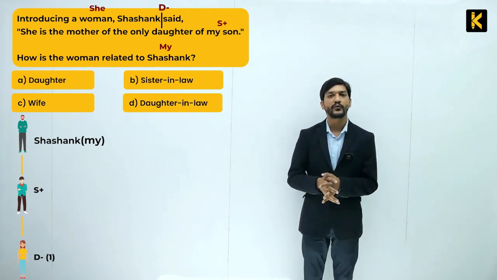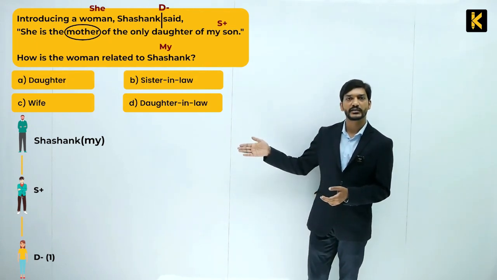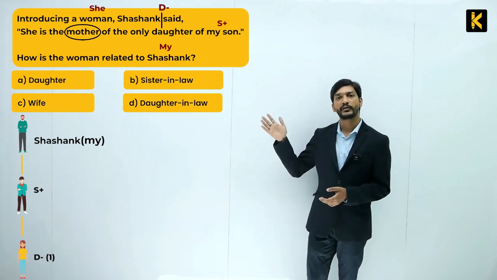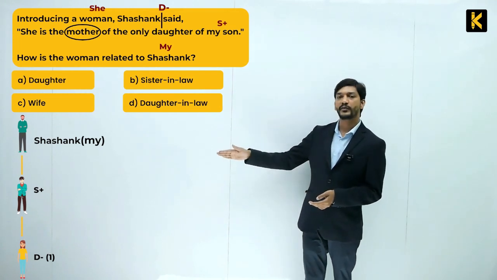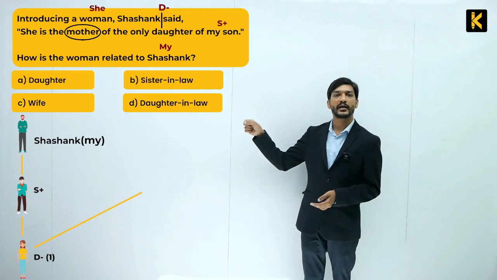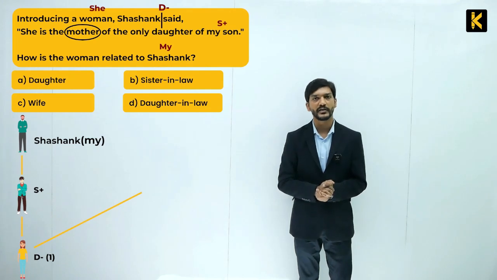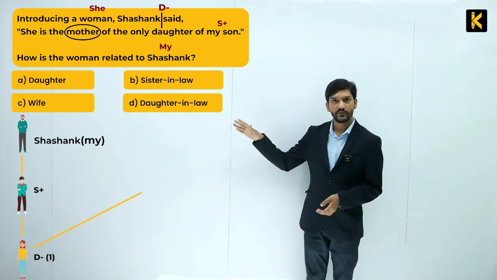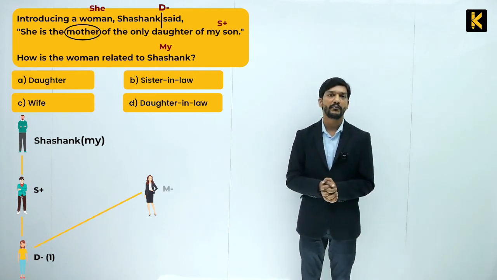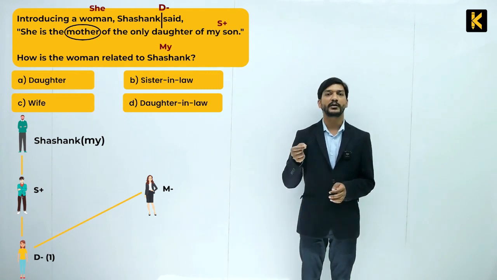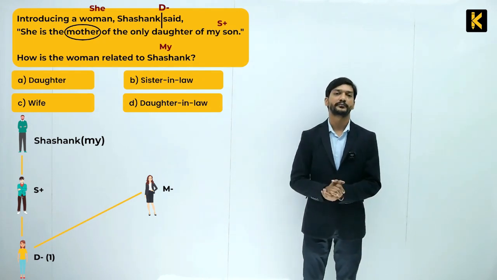Once you go back, you will see now we have to draw mother of the only daughter. So this is the only daughter, which is D minus. Now I have to draw mother of D minus. So mother of D minus will be a direct relation, so a single line. It will be one generation above D, obviously, mother is one generation above. So one generation above, let me show a person with the letter M minus. M for mother, and because mother is a female, minus. So M minus is the mother.